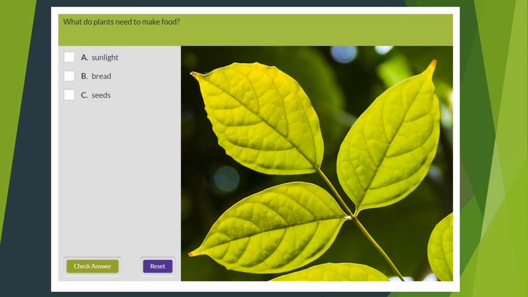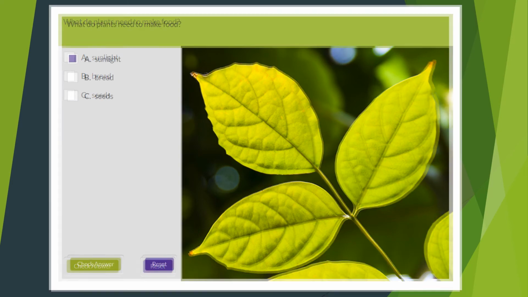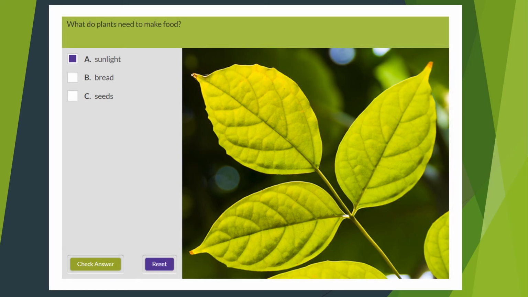What do plants need to make food? Do they need sunlight, bread, or seeds? Do you think they need bread? How would a plant get a hold of bread? That's silly, isn't it? No, the plant needs sunlight to make food. Good job, first grade.